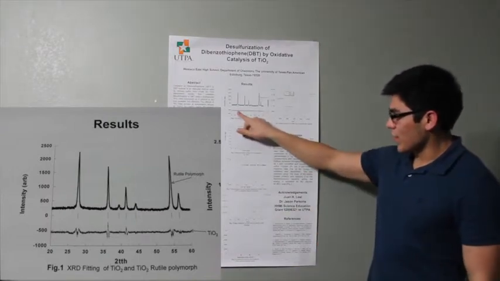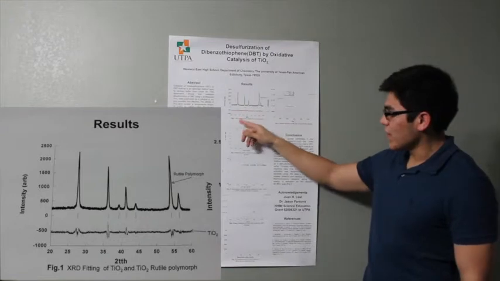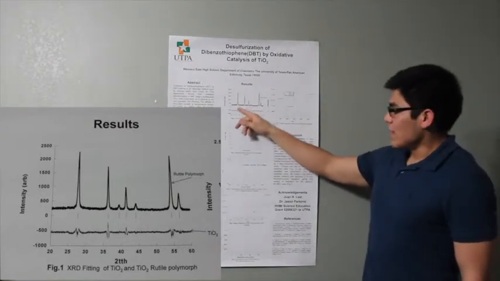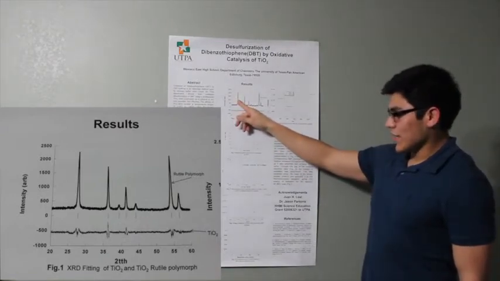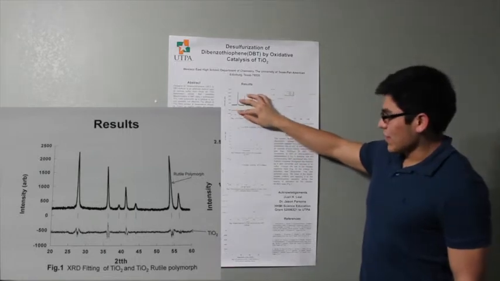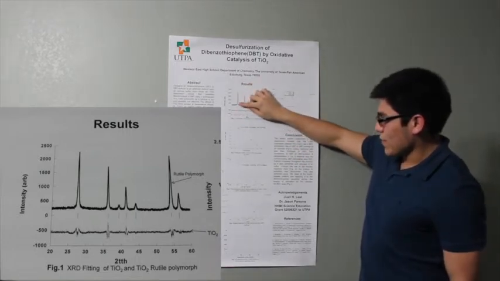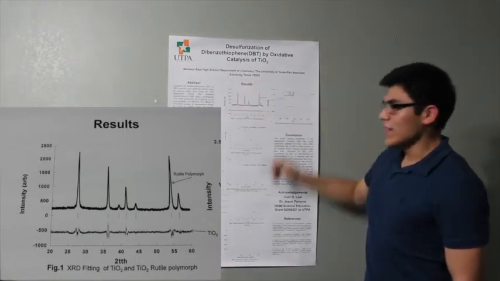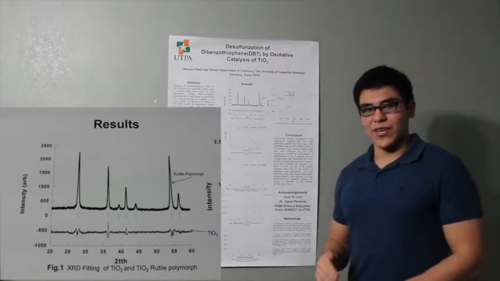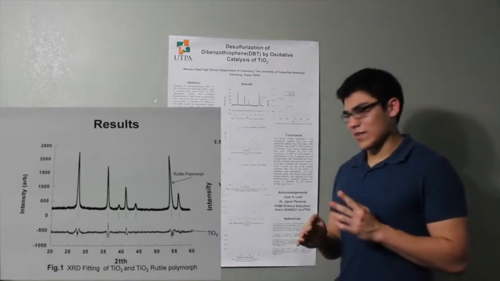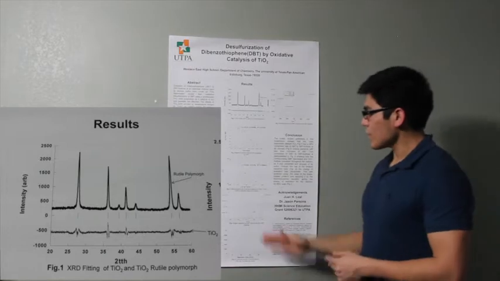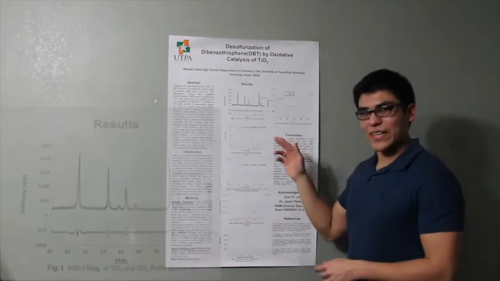So as you can see, here are the main absorbance points for titanium dioxide. And here are the ones for titanium dioxide rutile polymorph. As you can see, they're just about the same. They're at the same place. So all the critical points are there. So for sure, it's still titanium dioxide. It's nothing else. We're not lying to you there. So that's figure 1, just to prove that.